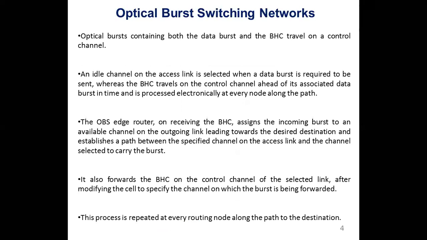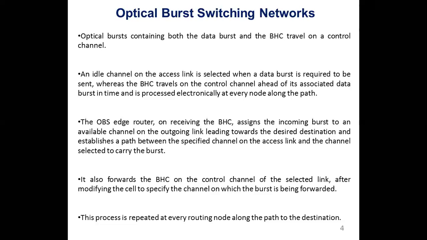On the other hand, the BHC will travel on the control channel ahead of its data burst in time, and this will be processed electronically at every node in the path. In the OBS, the edge router will receive the BHC and it will assign the incoming burst to some channel which is available on the exit link or the outgoing link, and this will lead it towards some destination which is desired or required, and this will also establish a path between specified channels on the access link and the channel selected to carry the burst.